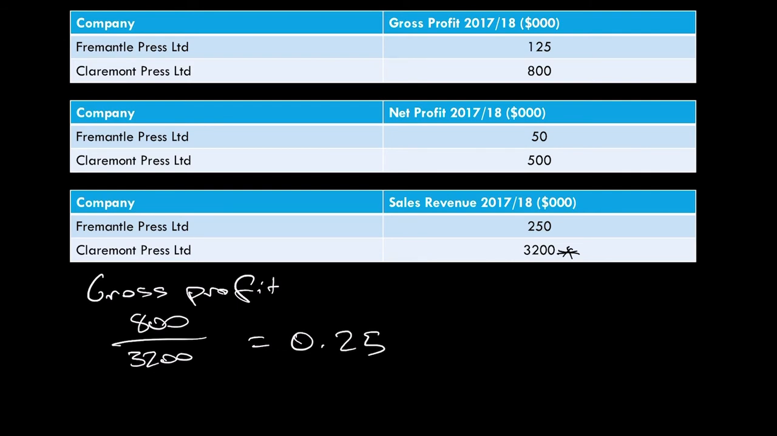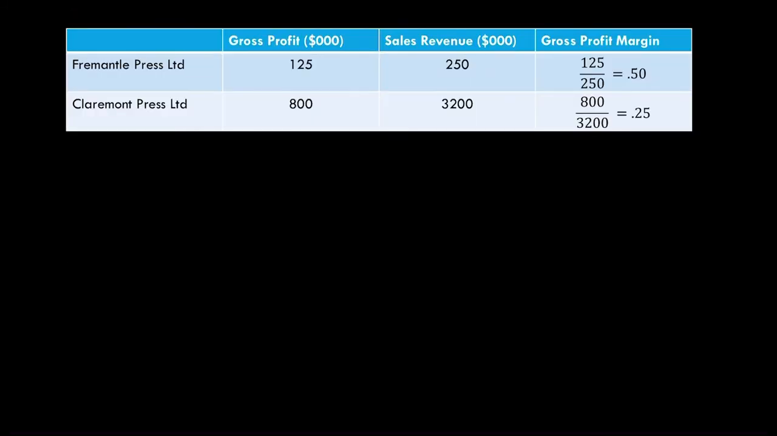So what this actually means is that for every dollar that was earned, 25 cents of that was profit. So we can express that as a ratio, saying 25 cents of profit was earned for every $1 made in sales revenue. So let's have a look at a comparison for the gross profit ratios of these two different companies. We've gone away and we've done our calculations.